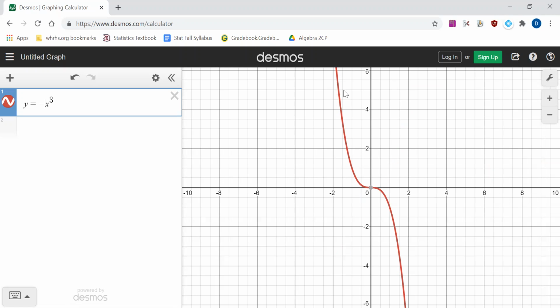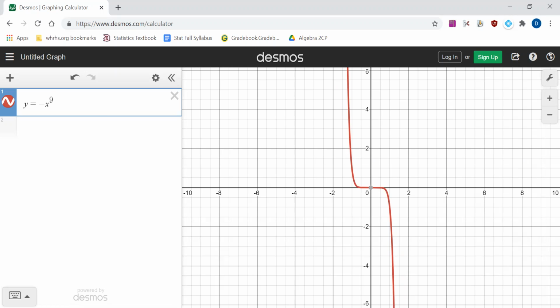I'm starting on the top left, and I'm ending on the bottom right. I'm flattening out at the origin here. So I'm going down the stairs. Same thing if I do negative x to the 5th, or the 7th, or the 9th, or the 11th, or the 13th, or so on and so forth.